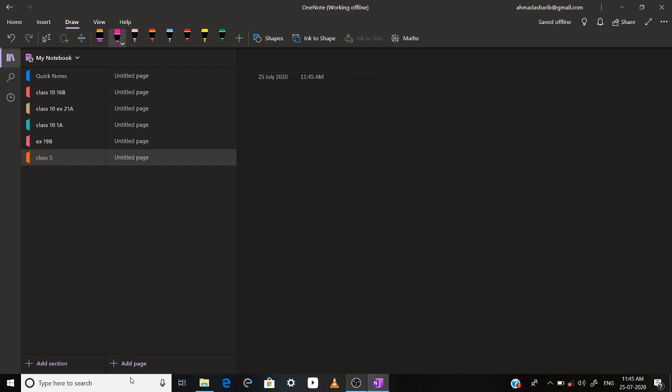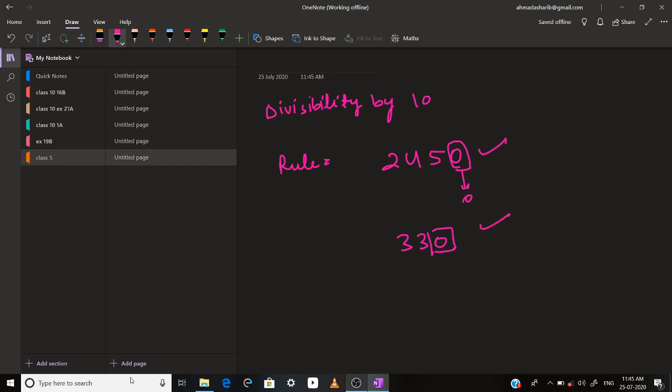Now next, we have to check divisibility by 10. This is very simple. What is the rule? If a number has 0 in its unit place, for example 2450, you can see 0 is at the unit place. Or 330, 0 is at the unit place, so both numbers are divisible by 10. So if a number has 0 in its unit place, then the number is divisible by 10.